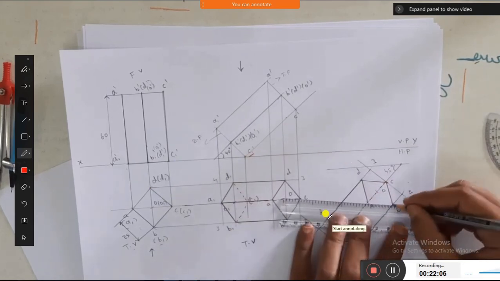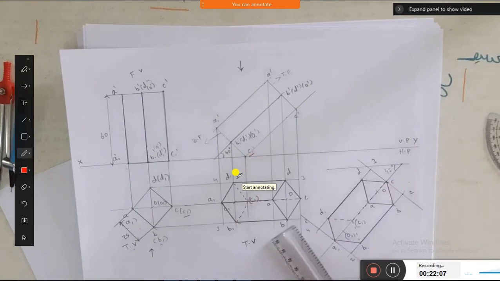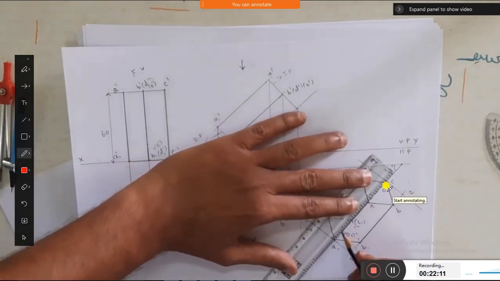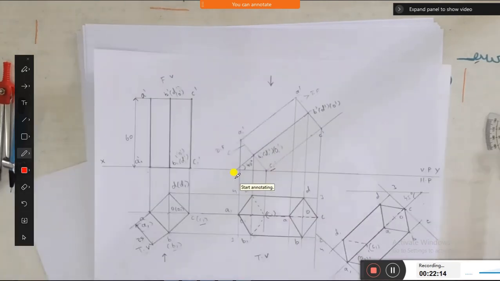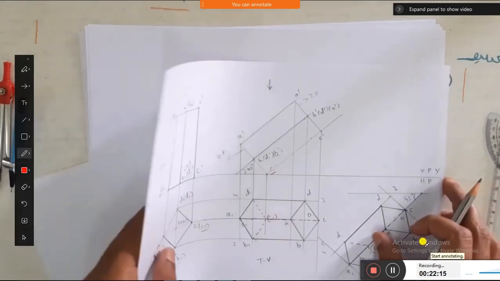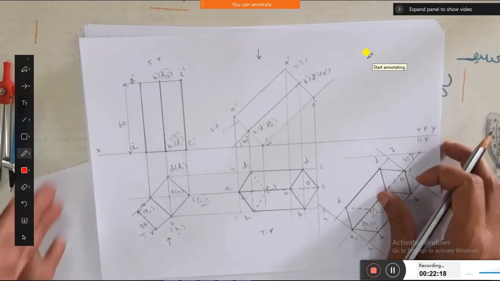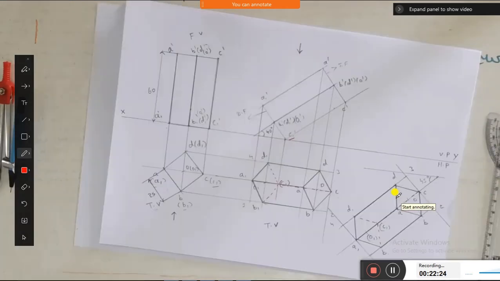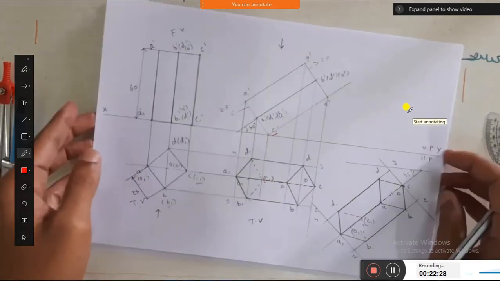It's the same thing, second position. We are going to reconstruct it. We just reconstructed the same thing. And after this, go for the last position. So that is the top view of the third position by projecting.